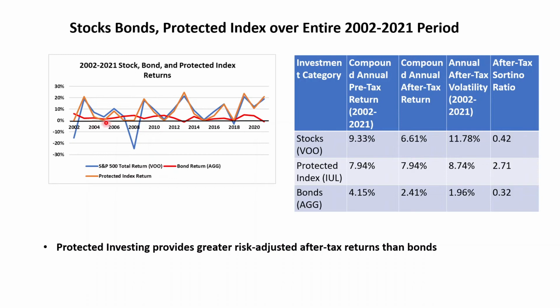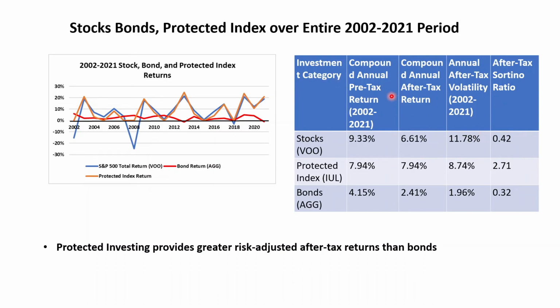However, when we compare it to the bond index or the AG, we can see that it drastically outperforms it, right? Because you're getting floored at zero, but you're getting a lot of the upside of the equity markets. So again, it's reducing the volatility and making it more tax efficient than bonds. And we'll see that when we look at the after-tax returns in this chart on the right.